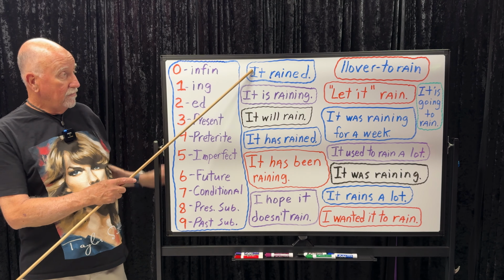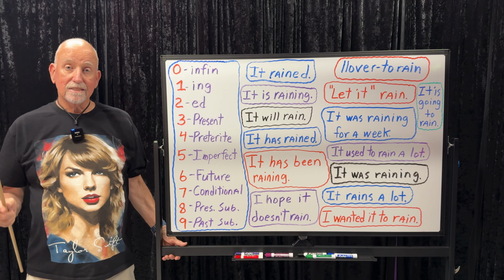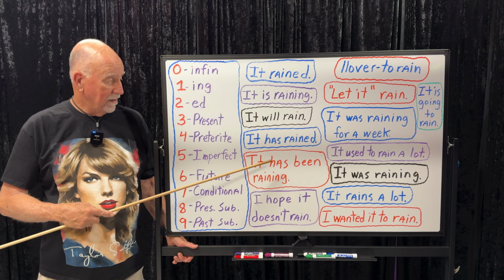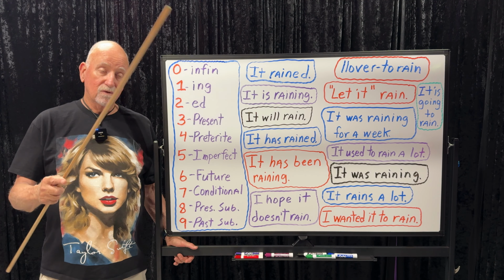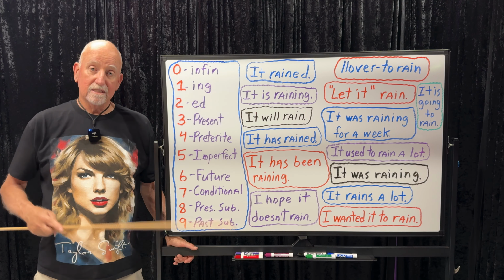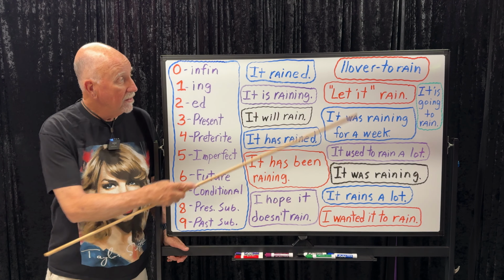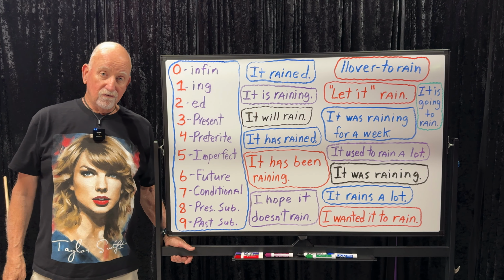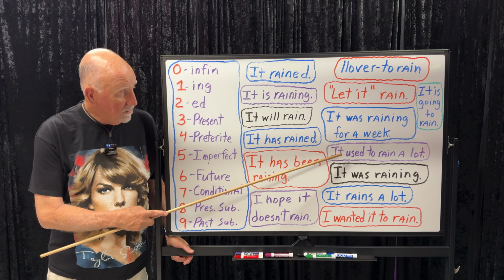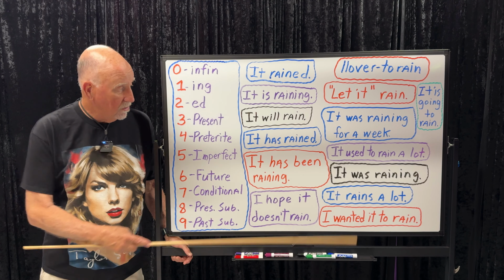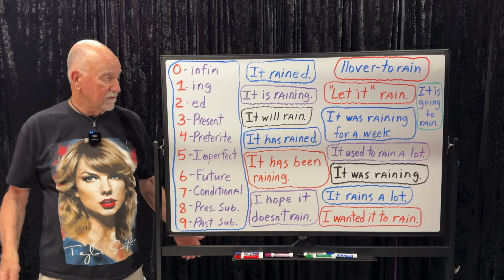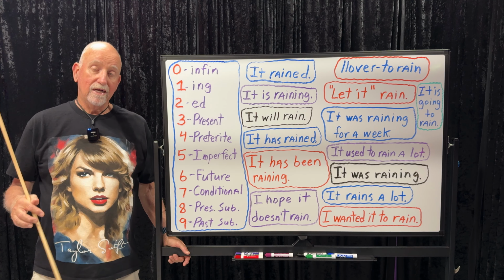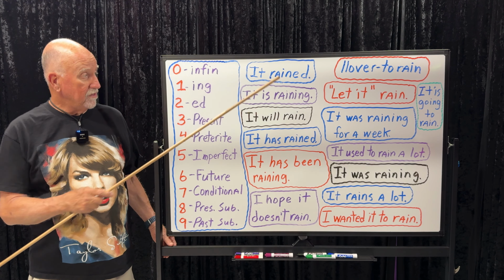Okay, let's see how you did. Let's try it again. It rained, llovió. It is raining, está lloviendo. It will rain, lloverá. It has rained, ha llovido. It has been raining, ha estado lloviendo. I hope it doesn't rain. Espero que no llueva. Let it rain. Que llueva. It was raining for a week. Estuvo lloviendo por una semana. It used to rain a lot. Llovía mucho. It was raining. Estaba lloviendo. It rains a lot. Llueve mucho. And finally, I wanted it to rain. Quería que lloviera.